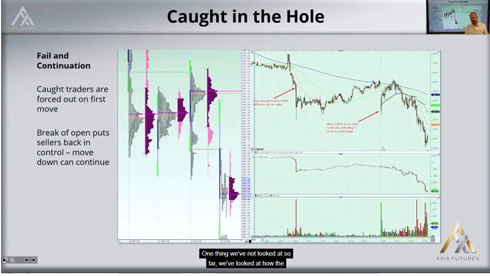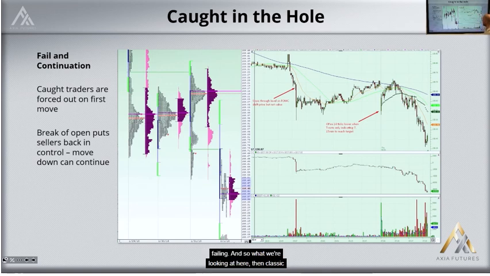One thing we've not looked at so far, we've looked at how the caught in the hole can not work in the sense that it may not reach the target, and looking at varying how you take the trade on, how you execute that trade, and how you manage your risk. Next, you're going to look at how you identify this failing.